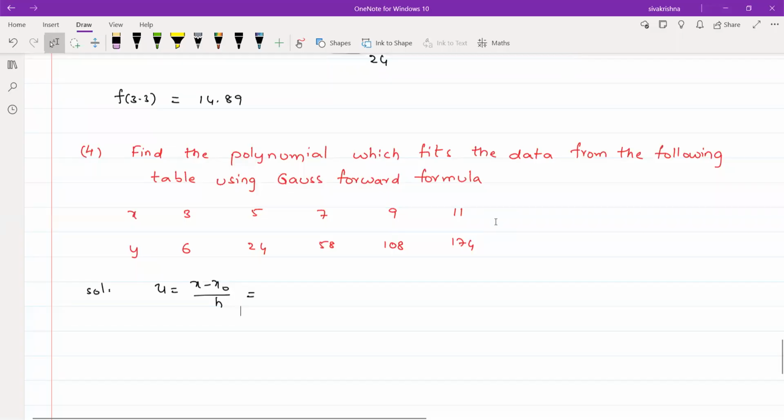If you want to find the y value corresponding to the given x value, then you can choose the value of x in the center of the table. But here we are not going to find the y value corresponding to the x value. Here I am going to find the polynomial, so you can choose x naught as 3, so we can write x minus x naught is nothing but x minus 3, divided by h. h is the difference between x values, which is 2. So here u is nothing but (x minus 3) by 2. After that we have to construct the difference table.